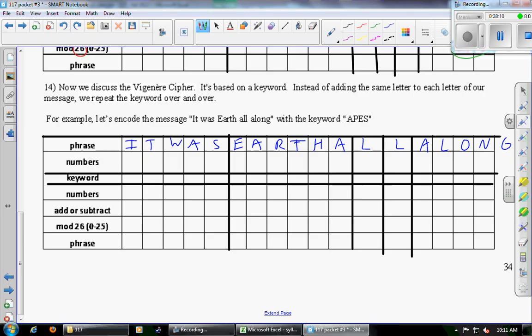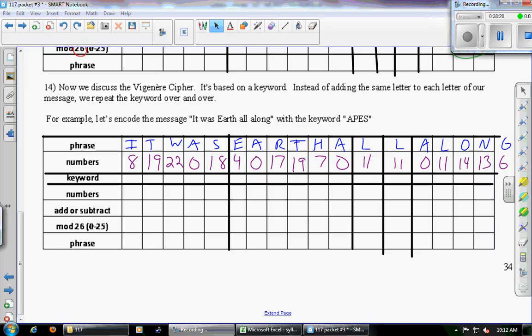Okay. All right. So first, what is that a quote from? Planet of the Apes, right? Okay. So it was Earth all along is the phrase. Write that at the top. And in fact, why don't we just stop at all because the long doesn't fit in there. It was Earth all, and then that's good enough. I guess I didn't space my lines out very well. All right, it fits.